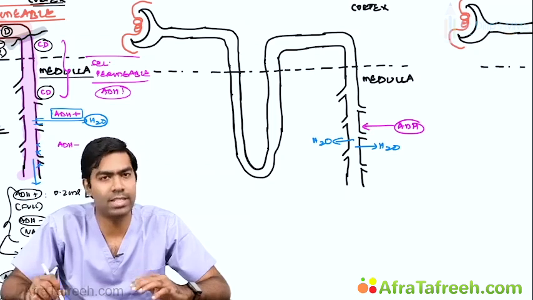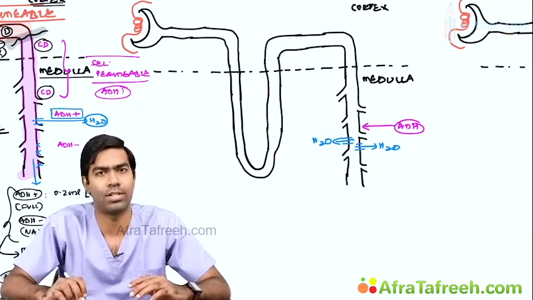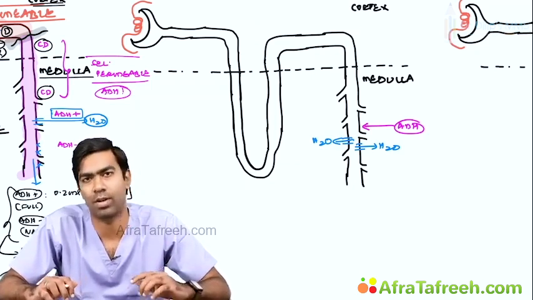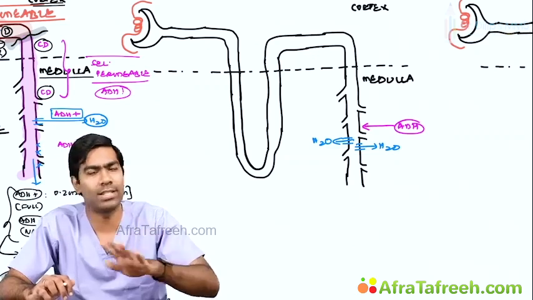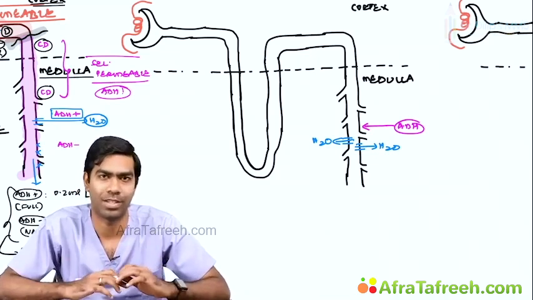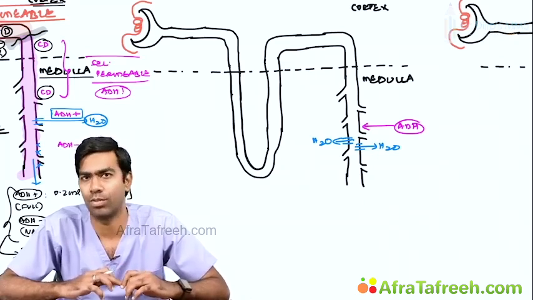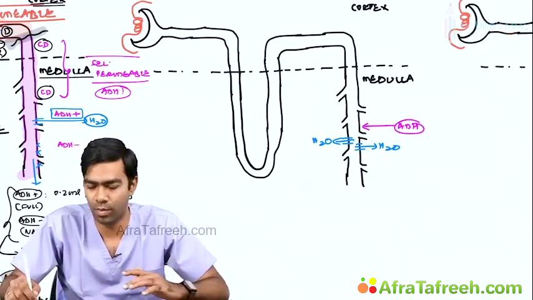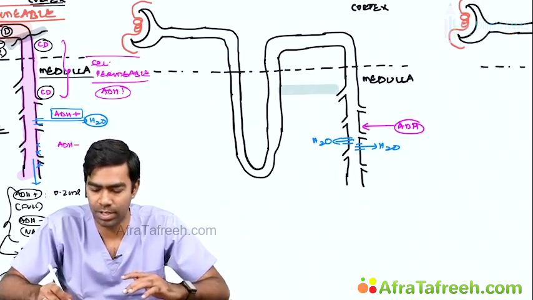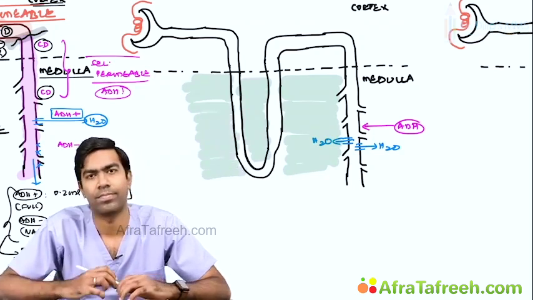Of course, ADH is important for water reabsorption. Only then will this area have aquaporin 2 channels. Without ADH, they won't have aquaporin 2 channels at all. But ADH is not the only thing that is important. There are a few other things that determine the water reabsorption from the tubules. The most important determinant for water reabsorption in the tubules will be the medullary interstitial hyperosmolarity. Very, very important event.